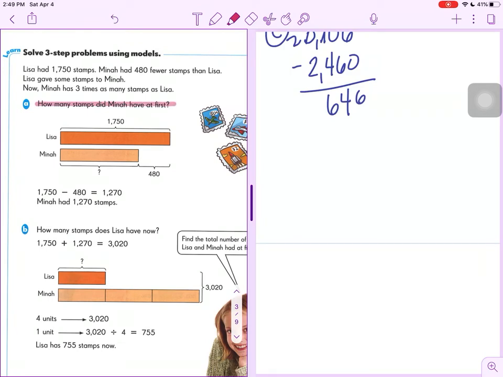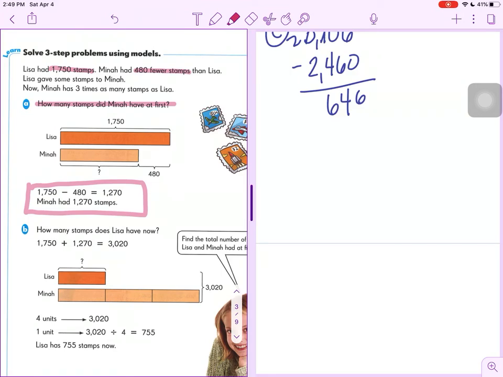So Lisa has 1,750 stamps. Mina had 480 fewer stamps than Lisa. So you can see here they've done the math. 1,750 minus 480 equals 1,270. That tells us what Mina had at first. How many stamps does Lisa have now? So we're adding the 1,750 plus the 1,270 to equal 3,020.